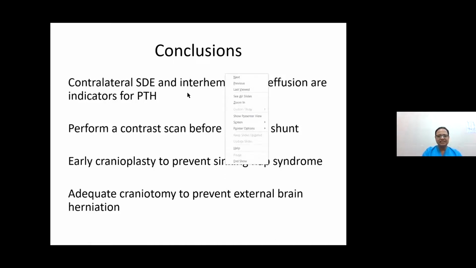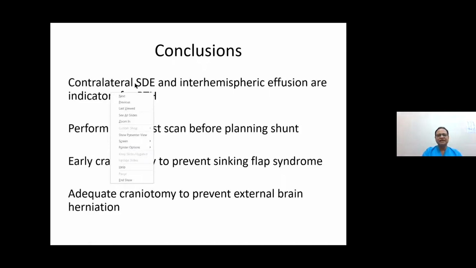Early cranioplasty is advised to prevent sinking flap syndrome, as sinking flap syndrome is more common after 35 days of surgery. An adequate craniectomy is needed to prevent external brain herniation. At least a minimum 12 to 15 centimeter size of craniectomy has to be done.